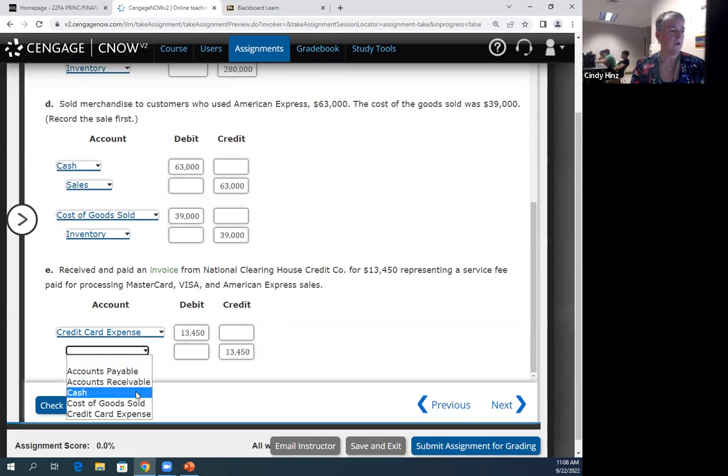And so we're going to pay that bill. So we're going to credit cash to show we used cash to pay the bill. And the debit is going to be to the credit card expense line on our income statement. So we show the full amount of the revenue from the sale, but then we have an additional expense reducing our net income.